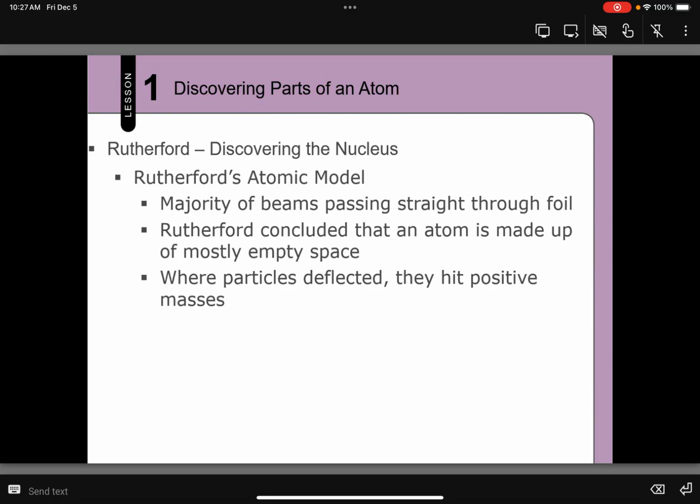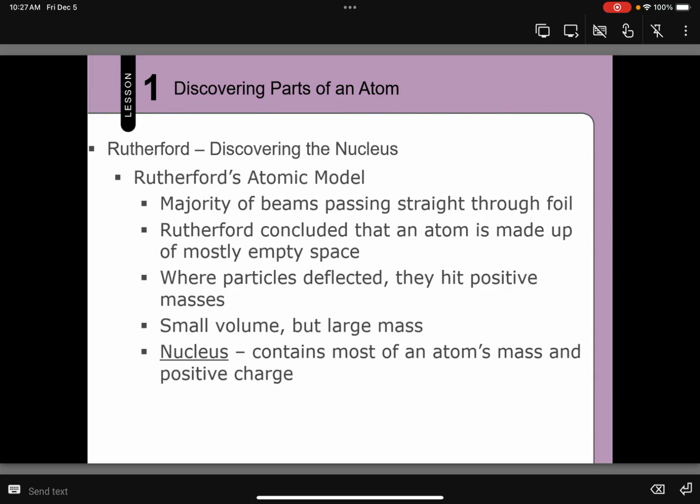He said that where the particles were deflected, whether it was a very small deflection or a very large one, they deflected because they hit a positive mass. And so, small volume, it was very, very small. However, the mass was very, very large. So Rutherford came up with the idea that an atom has a nucleus, which contains most of the atom's mass and where the positive charge is.